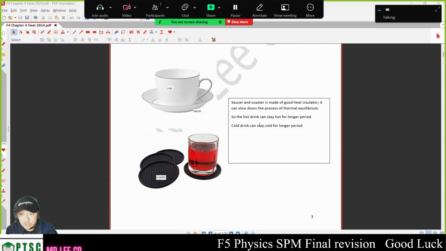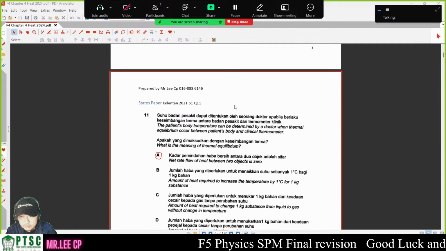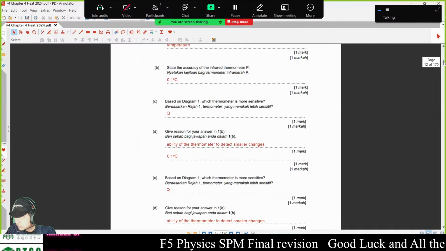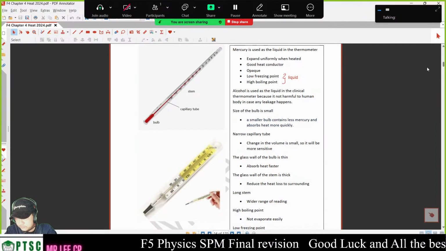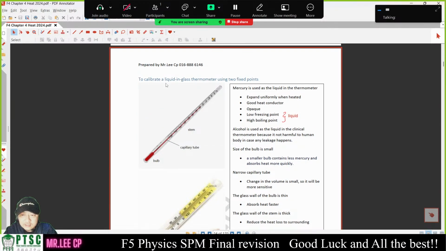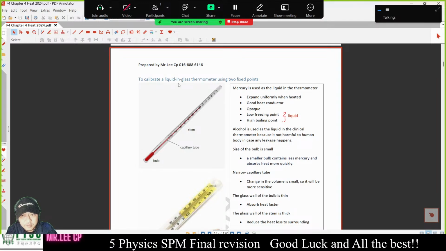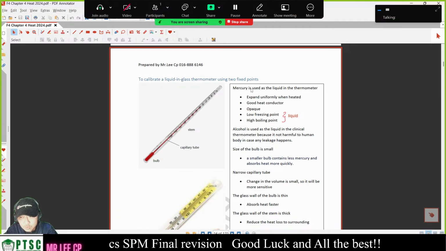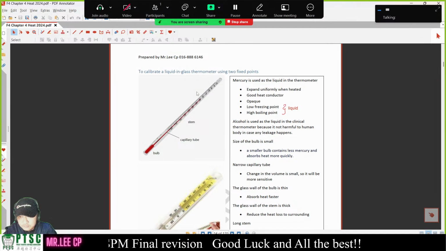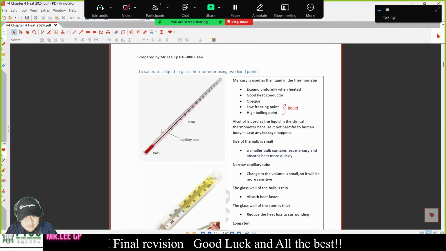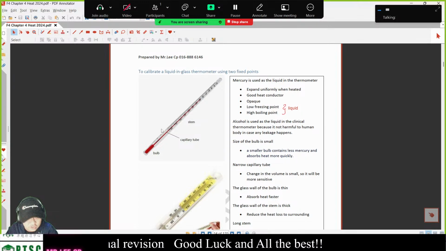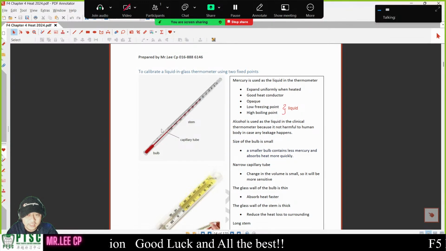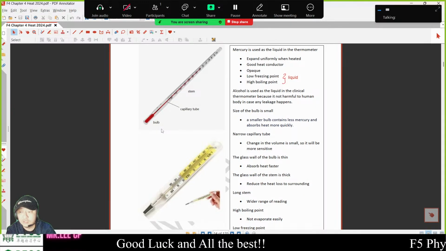You can try to go and have a read. Now, the second thing is how to calibrate the liquid-in-glass thermometer by using two fixed points. This is important, whether it is in essay, structural, or calculation. For the essay part at the back, it is important, so you need to know.